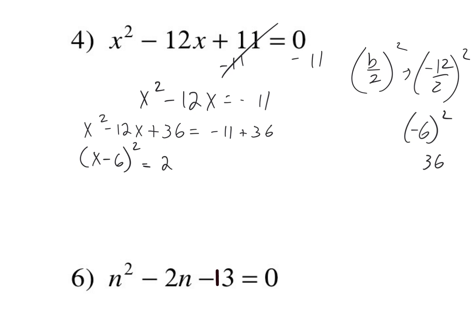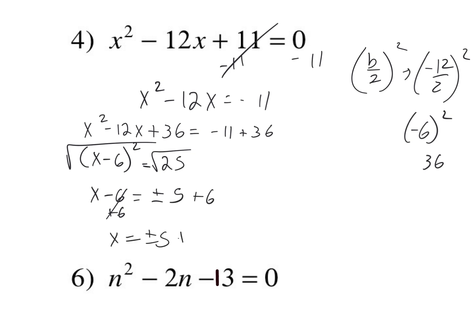That gives you 25. We take the square root on both sides, and we get x minus 6 is equal to plus or minus 5. I'll add the 6 on both sides, and I get x is equal to plus or minus 5 plus 6. So one x is going to be 5 plus 6, and the other one is negative 5 plus 6. This gives us 11, this gives us 1. So we get x is equal to 11, and it's also equal to 1.